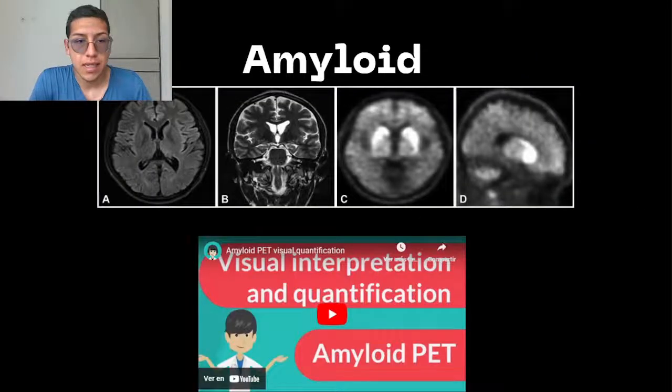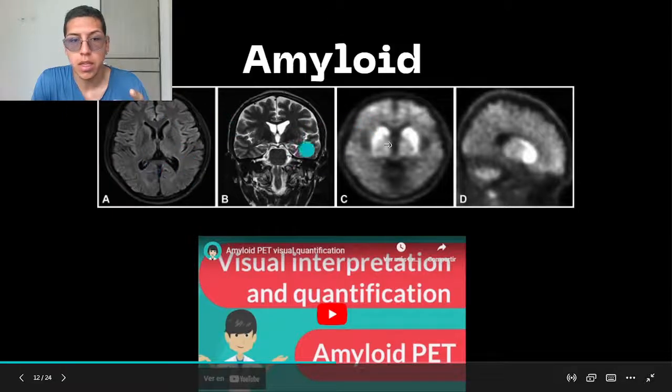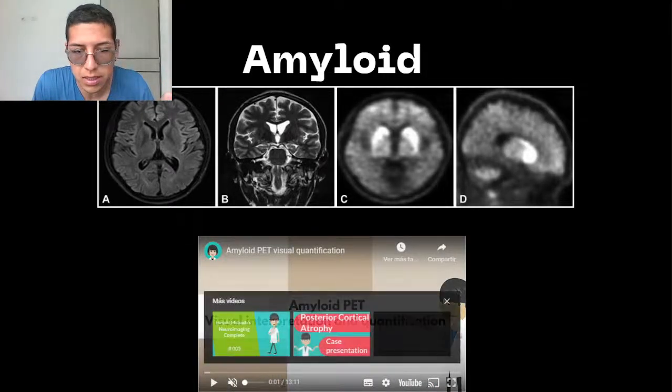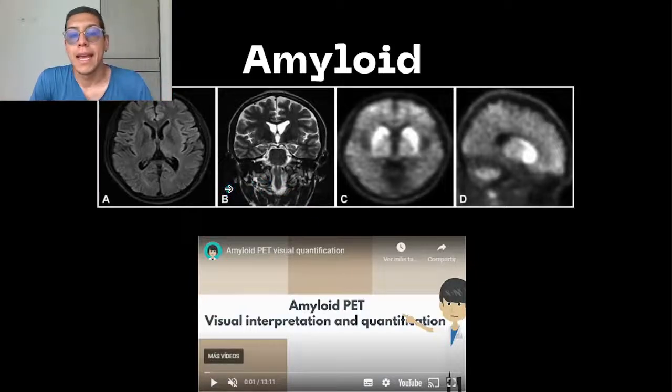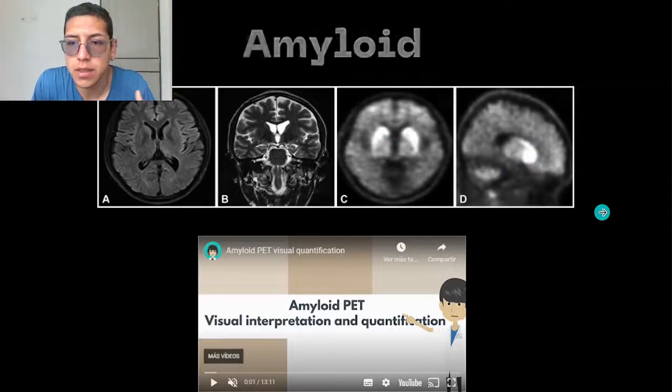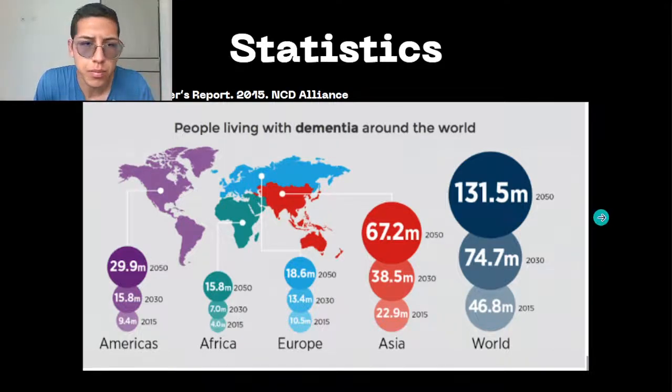Okay, as I said, amyloid is related with Alzheimer's. This video here shows and explains how to make an interpretation of these kinds of pictures. I'm not going to explain it because it's a bit long. What it says is basically that in these two images, C and D, the concentration of white masses in the brain is the amyloid, and this is when the Alzheimer's starts or is present.